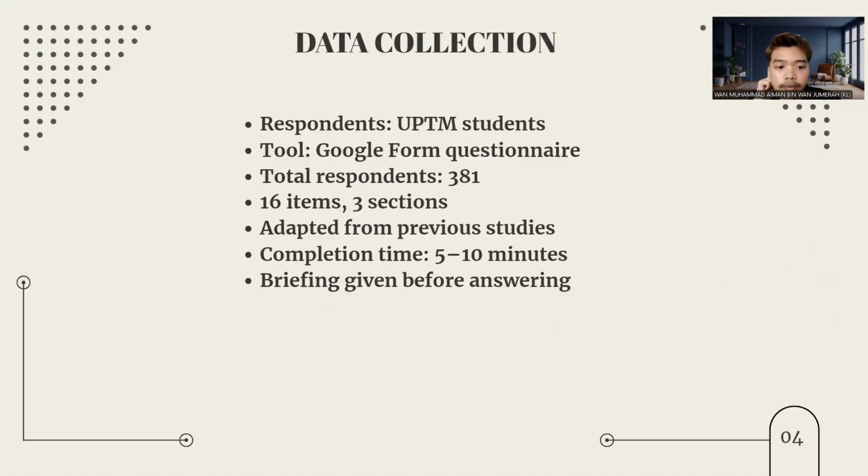So next, we move to the data collection. The data of the study was collected using a Google Form questionnaire distributed to 381 UPTM students. The questionnaire consists of 16 items divided into 3 sections and was adapted from previous studies with some modification. Respondents took about 5 to 10 minutes to complete the questionnaire. Before answering, a short briefing was given to ensure they understood the purpose of the study. The collected data will be analyzed to examine the relationship between information language in YouTube learning and academic achievement.